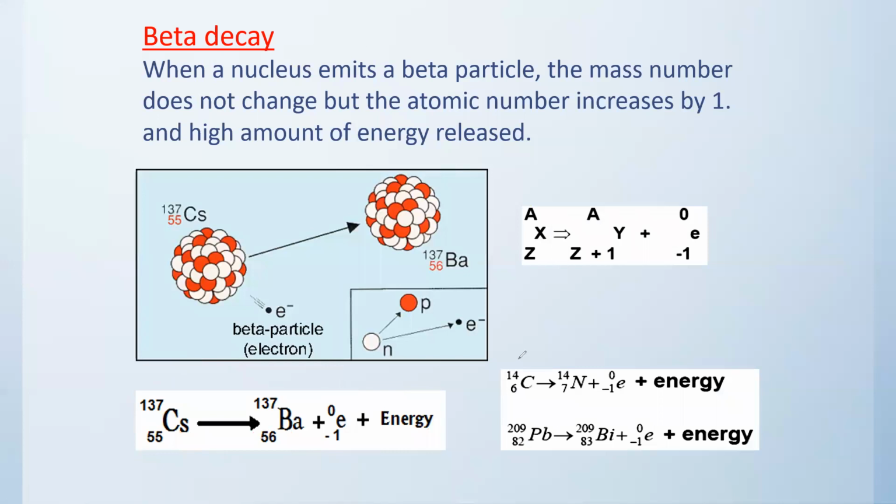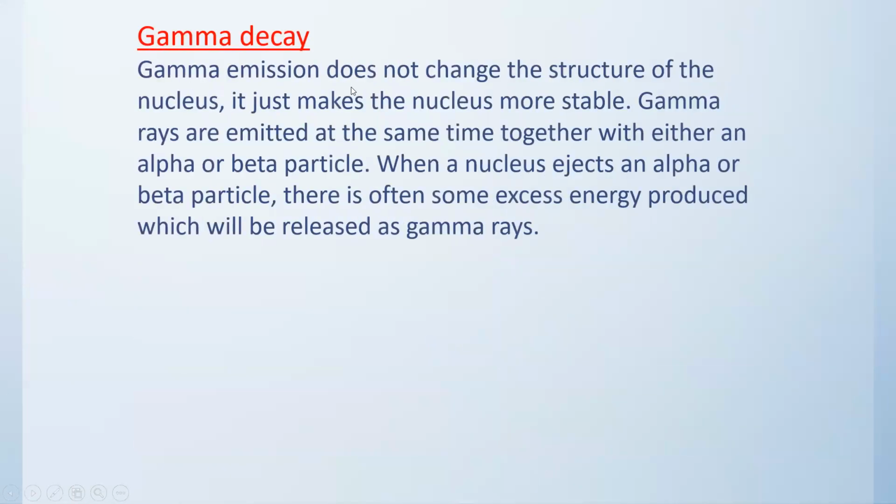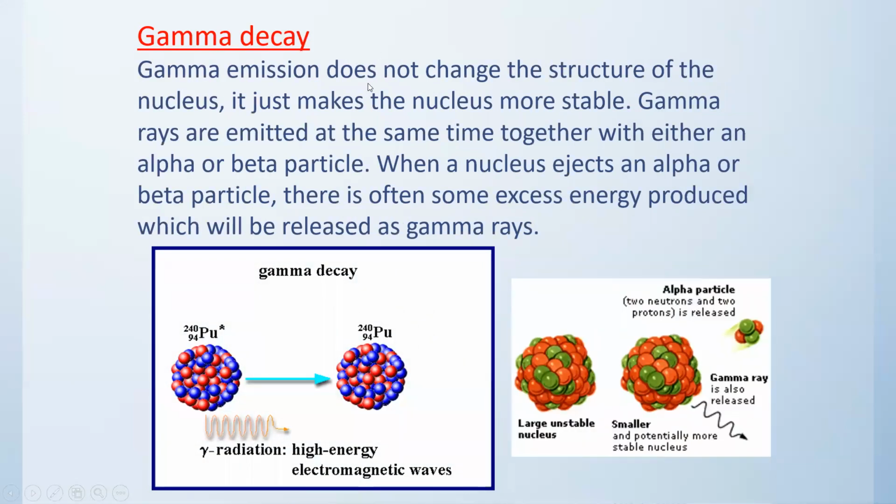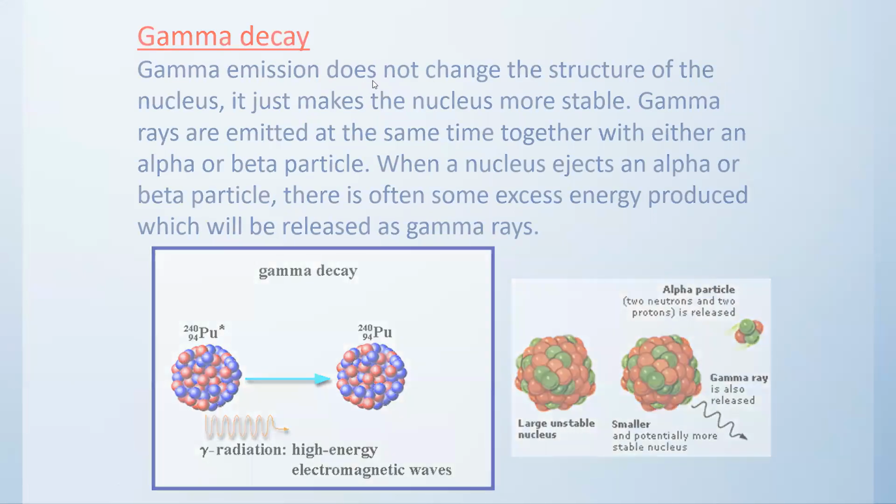Same thing, a radioactive element carbon is there, so the nucleon number remains the same, but the proton number increases by 1. Lead is there, the nucleon number remains the same, but the proton number increases by 1 if there is a beta decay. And gamma is just an emission. For gamma, there is no change in atomic number, no change in atomic mass. So the element remains the same, it just releases energy.